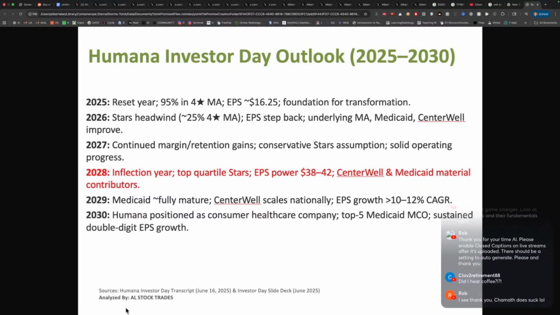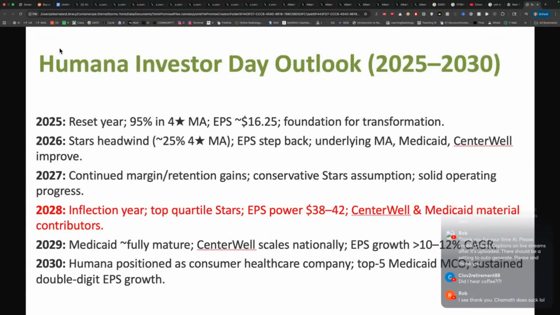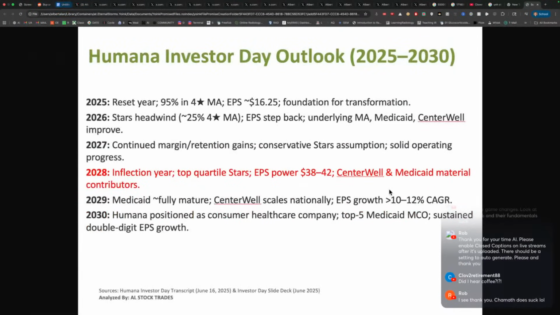So I created this slide. It's analyzed by Al Stock Trades, and it's Humana's Investor Day. So we will talk about the timeline and when I think healthcare stocks will be bullish based off of the Investor Day for Humana.